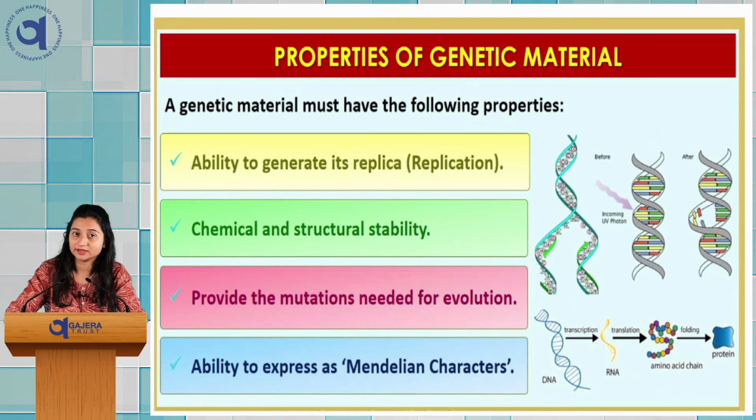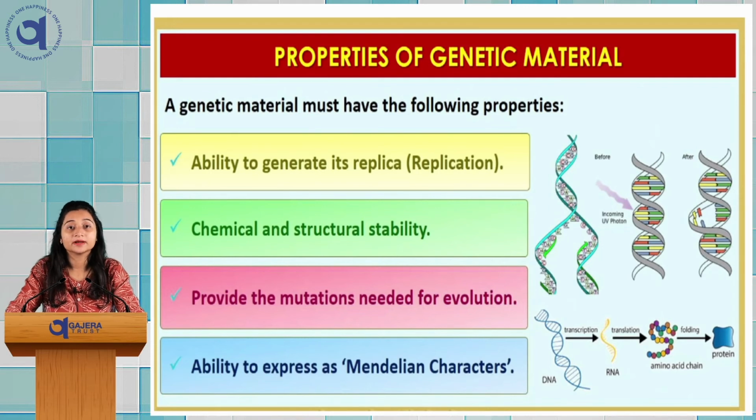As you are aware, DNA has the capability to generate its own replica. So when a cell divides from one to two, even the DNA gets doubled. It has this property of making its own copy, which is only found in DNA. Then it should be chemically and structurally stable. It should not change just because of any change in the environmental condition. It has to be structurally and chemically stable enough so that it can get transmitted from the parent body to the new offspring or to the new daughter cell.